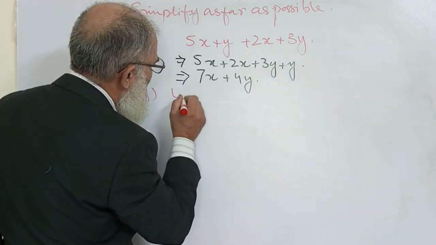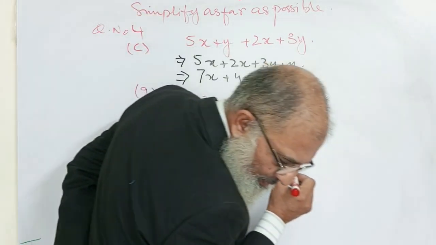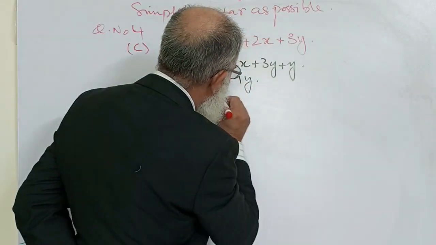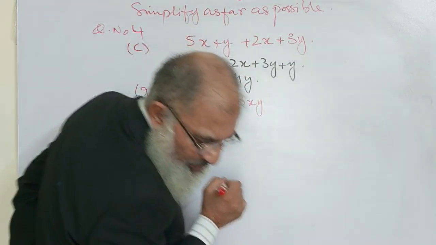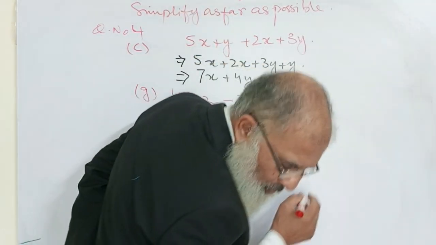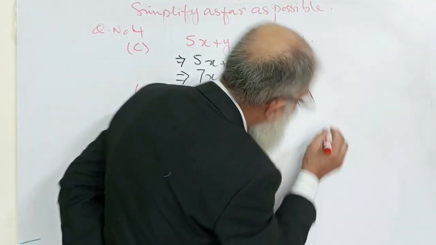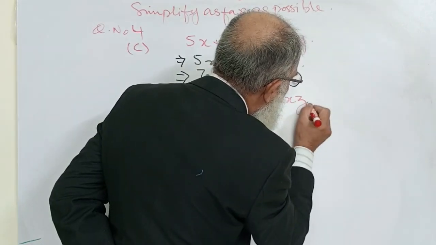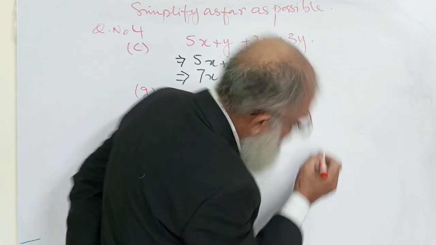4xyz minus 3xy. Now you see that we are coming to some more complex situations now. 2xz minus xyz.